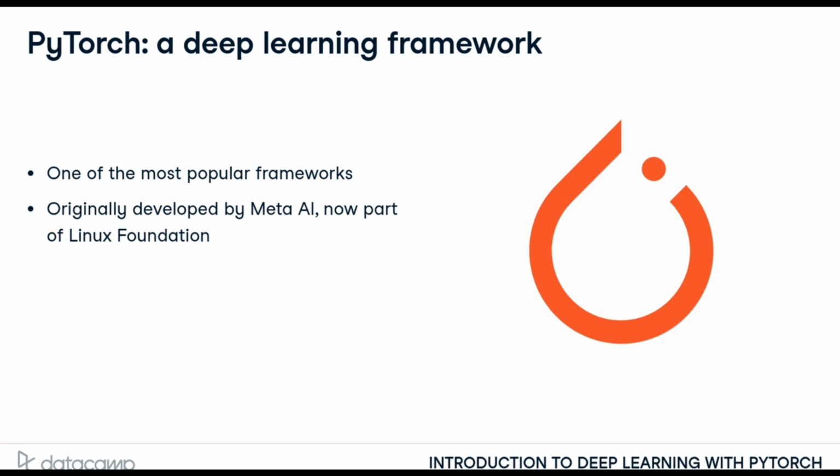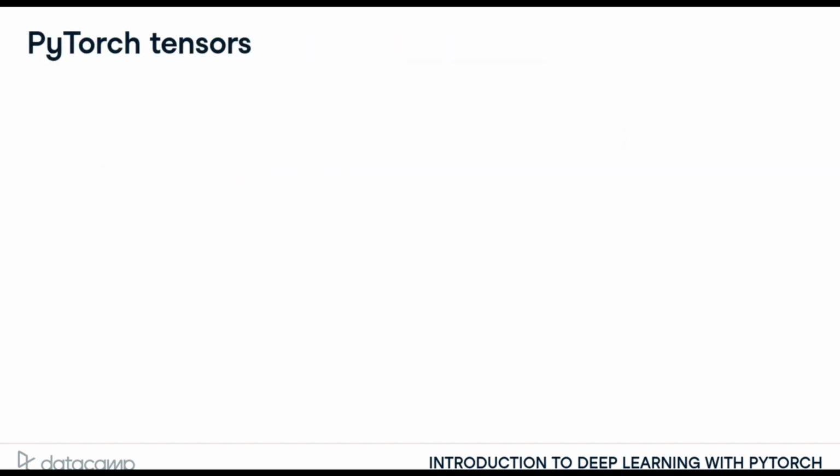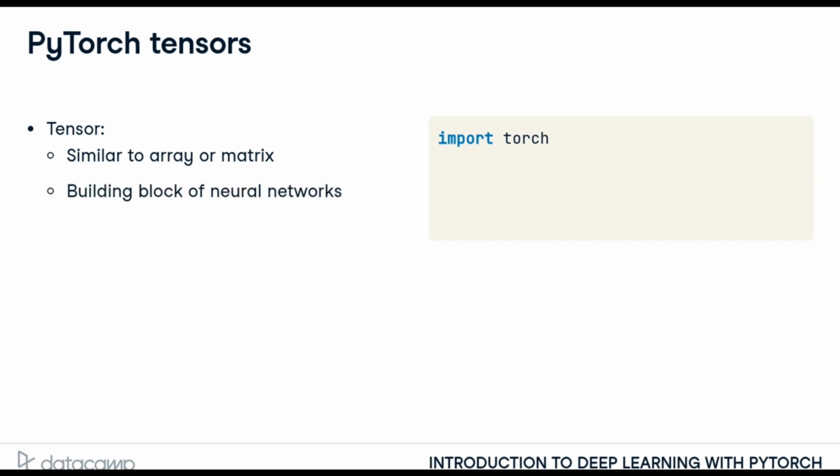PyTorch was originally developed by Meta AI as part of Facebook's AI research lab before it moved under the Linux Foundation. It is designed to be intuitive and user-friendly, sharing many similarities with the Python library NumPy. We can import the PyTorch module by calling import torch. The fundamental data structure in PyTorch is a tensor, which is similar to an array or matrix. It can support many mathematical operations and forms a building block for our neural networks.